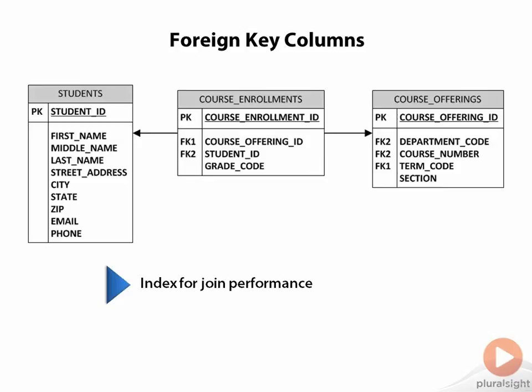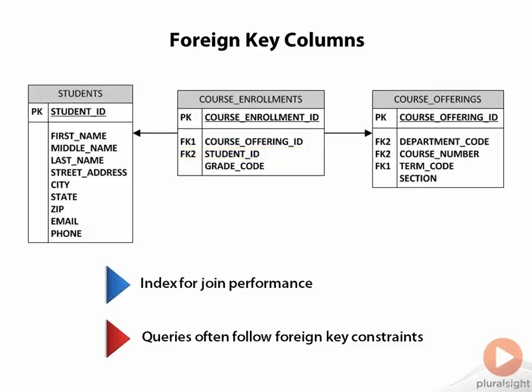Secondly, I often find that many of my queries will follow along the lines of foreign keys between tables. For example, in the table shown here, it is likely we'll have some sort of function in our application to find what courses a particular student is enrolled in. So an index on the student ID column in the course enrollments table makes sense.